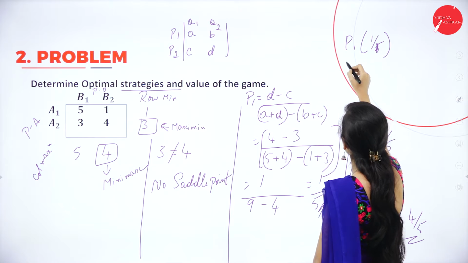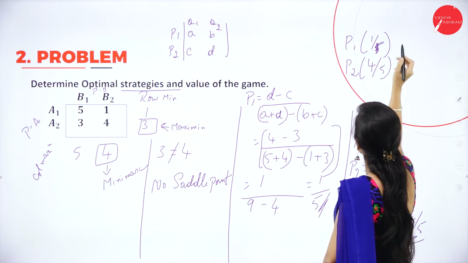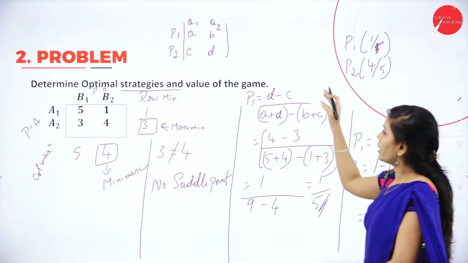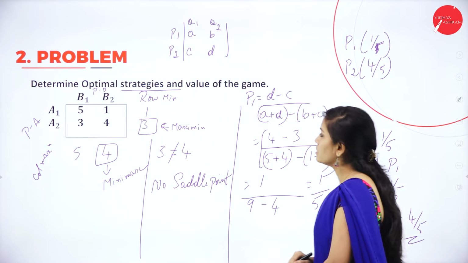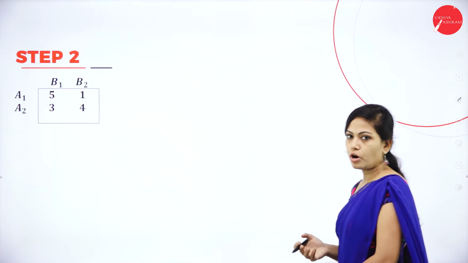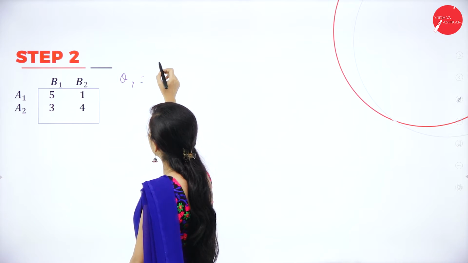P1 is 1 by 5. P2 is 4 by 5. So again you have to find the optimal strategy for player B. So by using the formula we can find the optimal strategy for player B also.